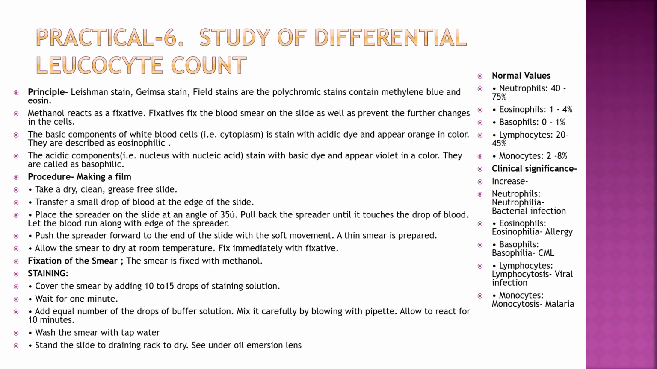So in the procedure in short, you have to take a dry, clean glass slide, then take one drop of blood at the end of the slide, and then with the help of another spreader slide you have to spread that drop forward in the shape of a tongue, and then you can fix and stain it.